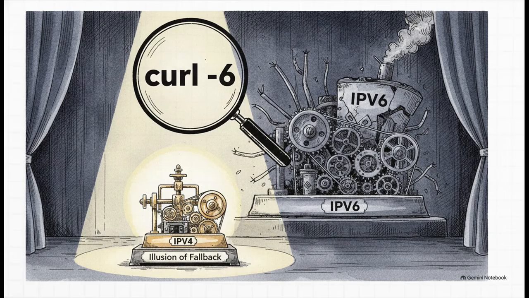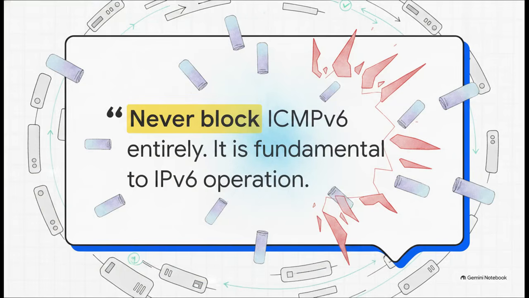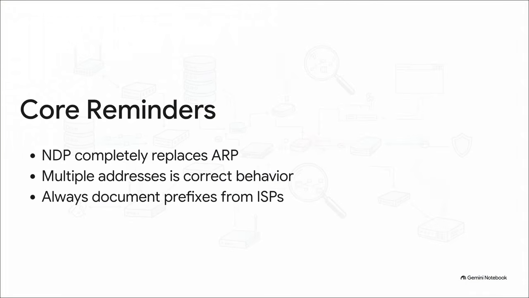The tutorial heavily stresses that we need to explicitly test connectivity using commands like curl -6 to isolate and actually prove that the IPv6 path is functioning. Second, and honestly this might be the most critical point, never block ICMPv6 entirely. It's not an optional add-on, it is the core signaling protocol of the network. Blocking it breaks fundamental operations like neighbor discovery and path MTU discovery. Just don't do it.